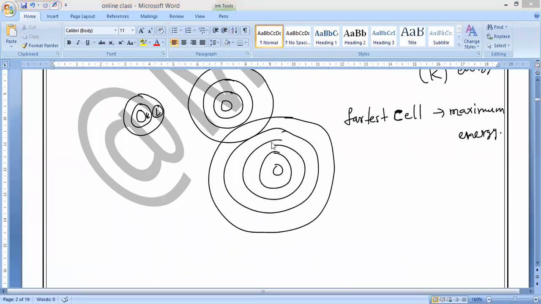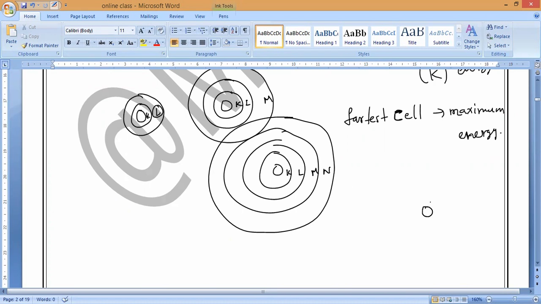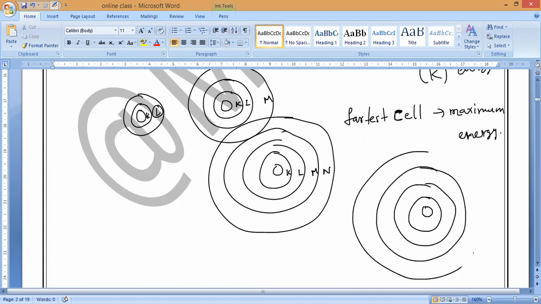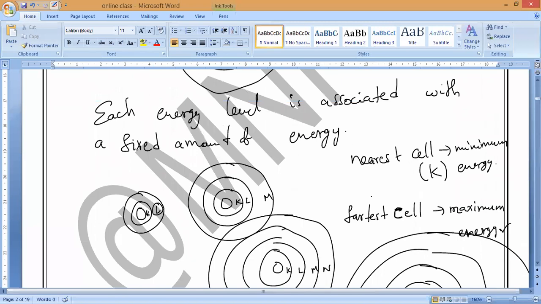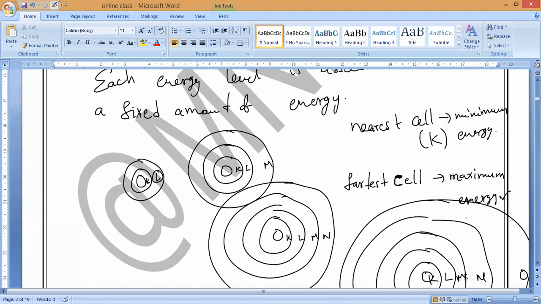Clear, everybody? Whatever cells it has, it may have K, L, it may have K, L, M, it may have K, L, M, N, or K, L, M, N, O, P also. If we take K, L, M, N, O, then O is the maximum energy cell. Did you understand what I'm saying? Whatever is present at last is called the maximum energy cell, and what is close to the nucleus is called the minimum energy cell. Always remember this.